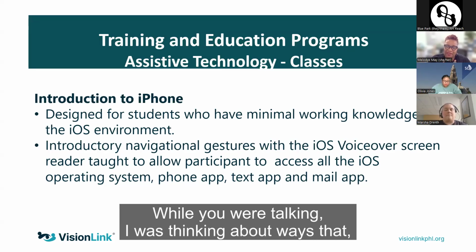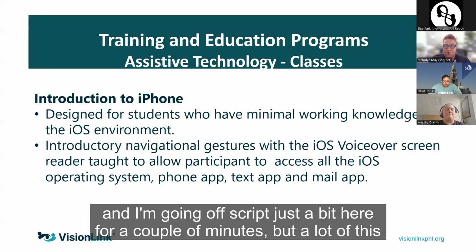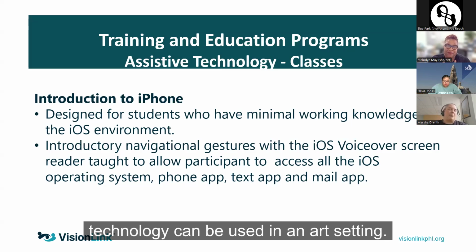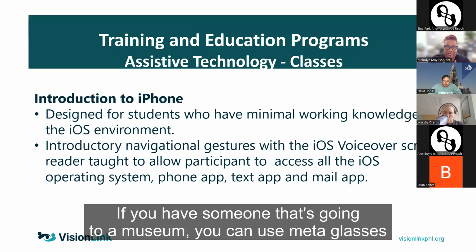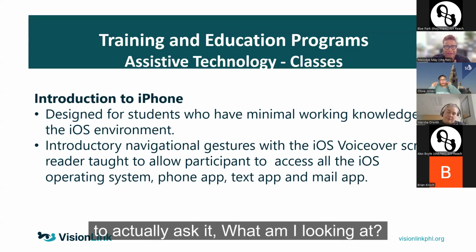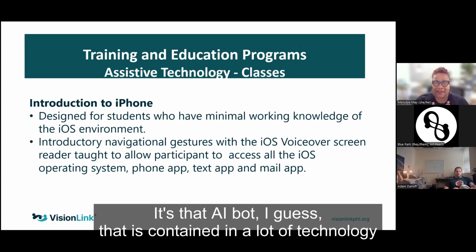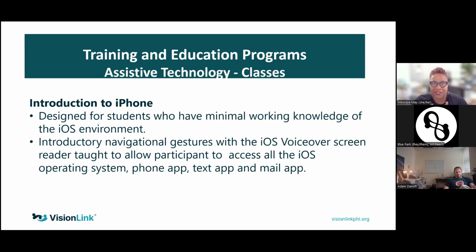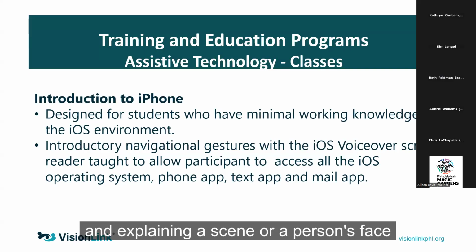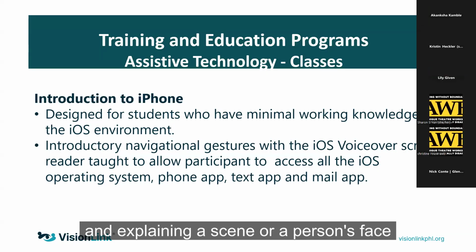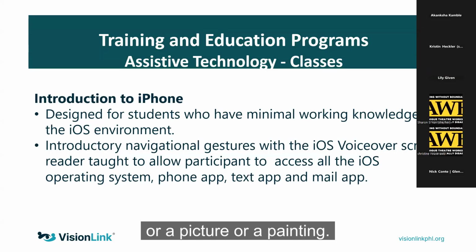And while you were talking, I was thinking about ways that, and I'm going off script just a bit here for a couple of minutes, a lot of this technology can be used in an art setting. So if you have someone going to a museum, you can use Meta glasses to actually ask it, what am I looking at? And it's that AI bot, I guess, that is contained in a lot of technology that's used now for accessing and explaining a scene or a person's face or a picture or a painting.